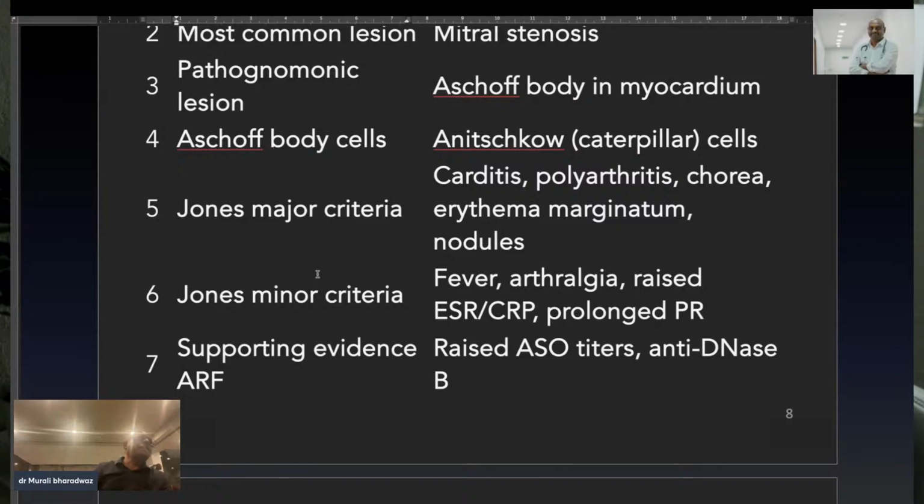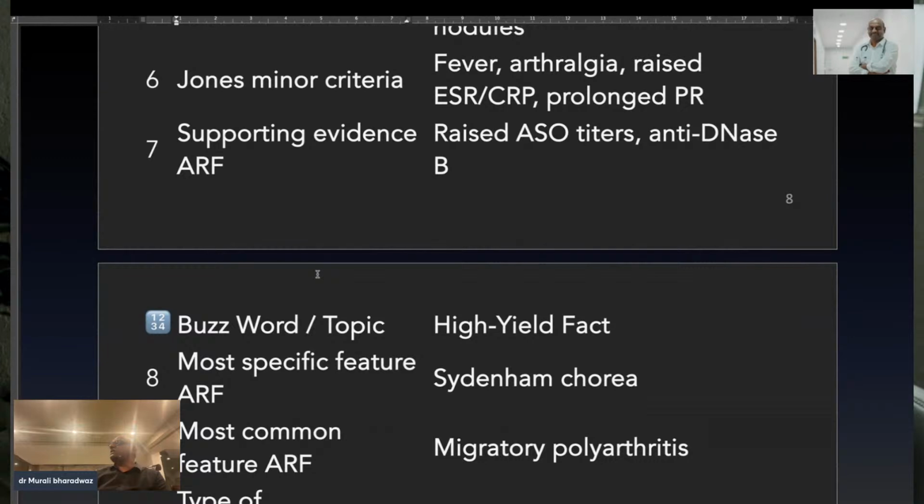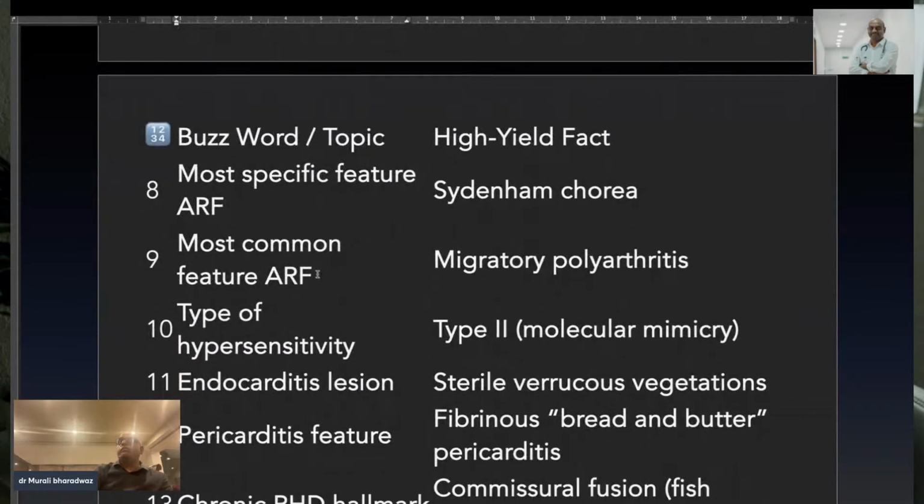What are the Jones major and minor criteria? Major: carditis, polyarthritis, chorea, erythema marginatum, and nodules. Minor: fever, arthralgia, raised ESR, and prolonged PR. And what is the supporting evidence? Raised ASO, anti-DNase B antibodies. Most specific of all the features is the hidden hand.